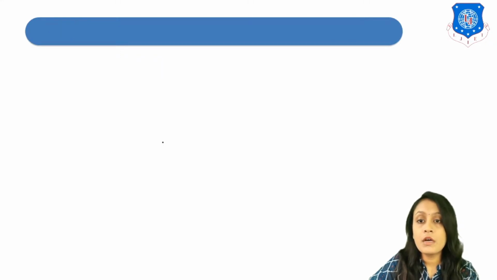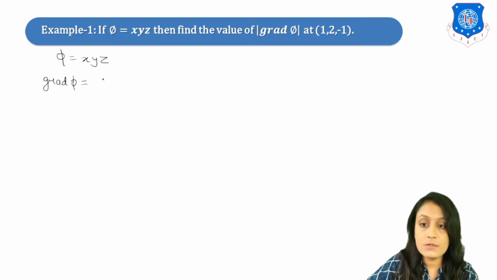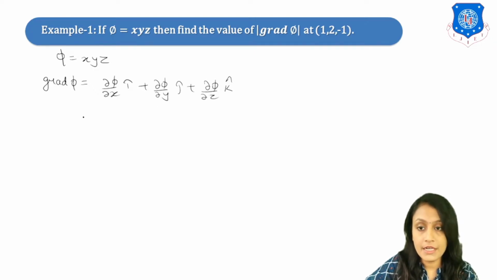Now let's begin with one example. If phi is equal to xyz is given, then find the value of mod of grad phi at this particular point. Here phi is given, that is xyz, so we have to first find grad phi. Grad phi is del phi by del x i plus del phi by del y j plus del phi by del z k. This is the formula to find gradient.